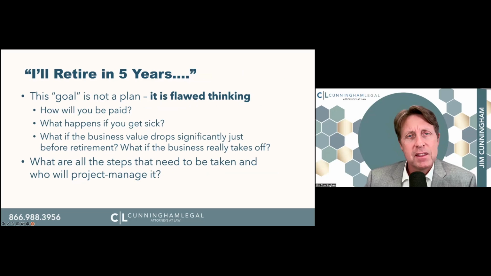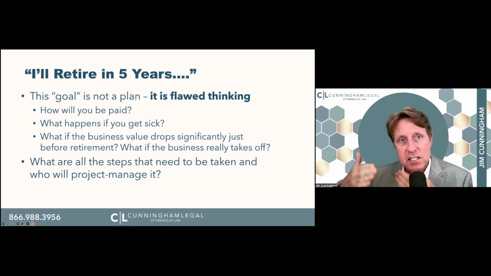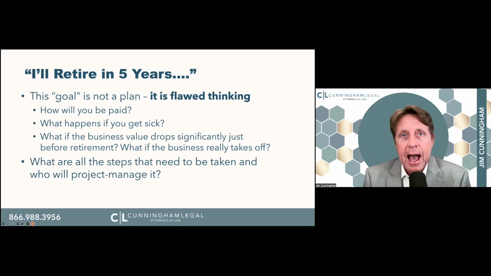There's this sort of thing I hear from people: oh, I'll retire in 5 years. That is not a goal. That's not a plan. I think fundamentally it's flawed thinking, for a lot of reasons. If you asked that person 3 years ago when they were going to retire, they probably would have said, well, in 5 years. But 3 years later, they're not saying I'm going to retire in 2 years. This is like a 5-year thing that just keeps pushing further out.